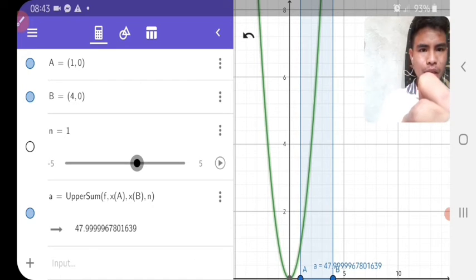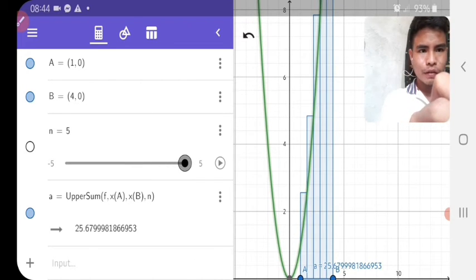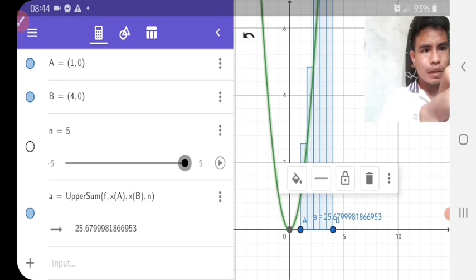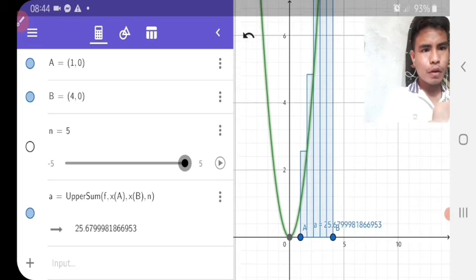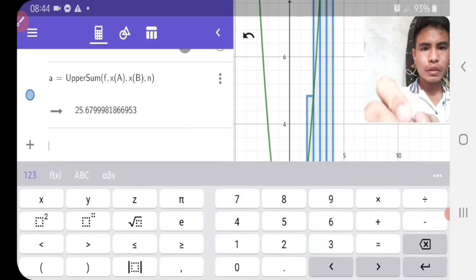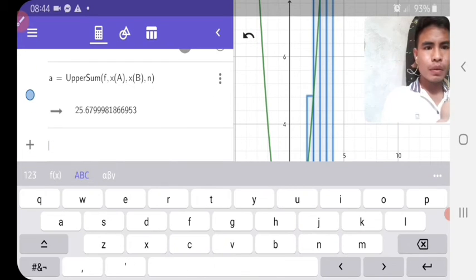But if we make our n equal to 5, then we have a rectangle size of 5 rectangles. So what you've seen here in the upper sum is an over approximation, because it is an upper sum. But if we have a lower sum, we can also have an under approximation of the area of the curve. Let's try to have a lower sum.